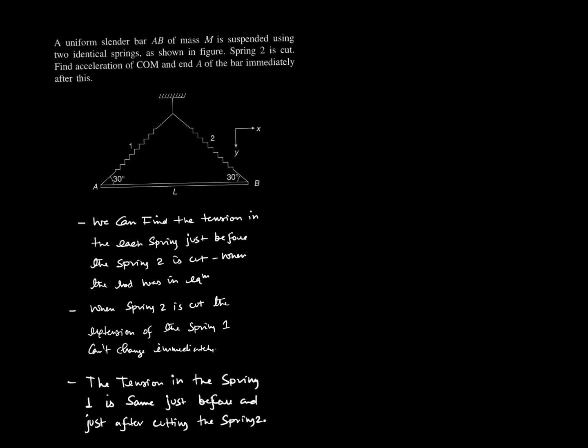And once we get the tension in spring 1, which is the only force apart from gravity acting on this rod, we'll be able to find the acceleration of the center of the mass and the alpha, or the torque, about the center of the mass. Once we know what the center of the mass is doing and what the rod is doing about the center of the mass, we can calculate anything for any point on this rigid rod, correct?